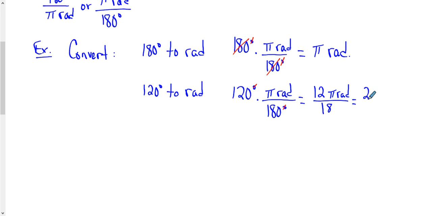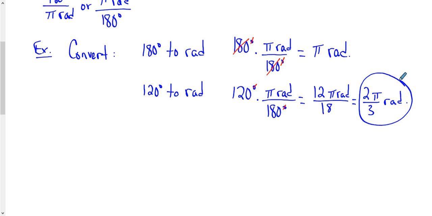We can do it as 2 pi over 3 radians. Let's do it that way. You see how you do that? So what is 120 degrees in radians? I just multiply it by pi radians over 180 degrees, let things cancel, put it in lowest terms. So 120 degrees is equivalent to 2 pi over 3 radians.